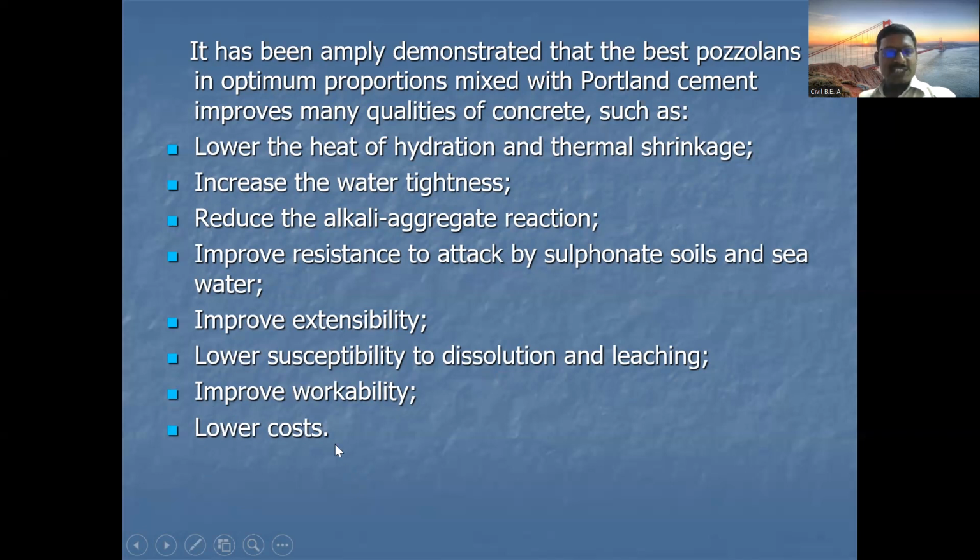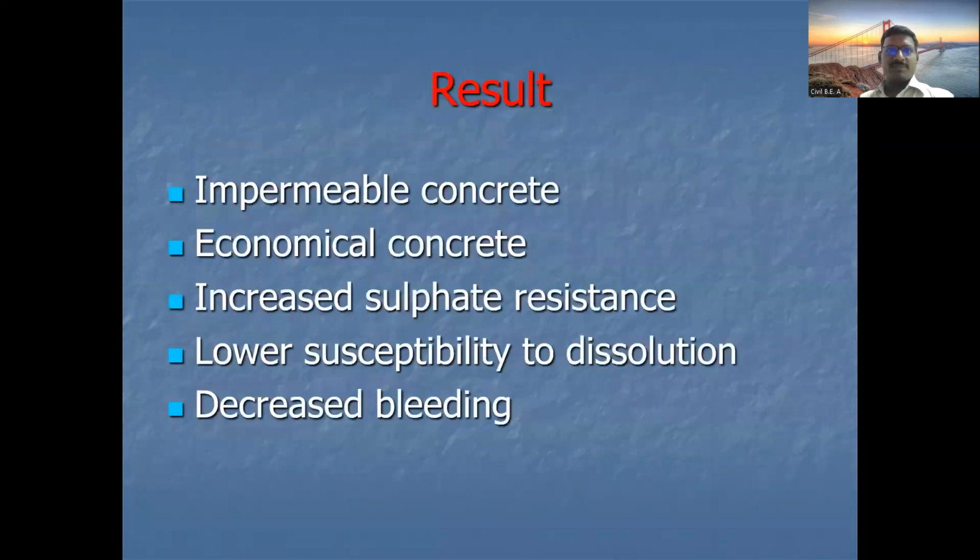So lower cost is also there. If we add fly ash into the concrete, will the cost reduce or increase? Fly ash is a waste material. If we add it into the concrete and replace the cement, the cost of that particular project will be minimized. So all these parameters of the concrete will be improved, and the cost of construction also reduces if we use this pozzolanic material as an admixture in the concrete.